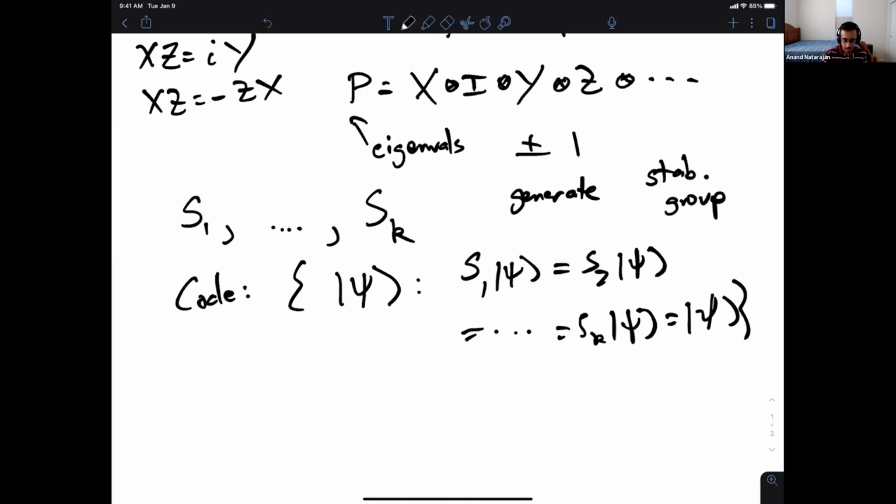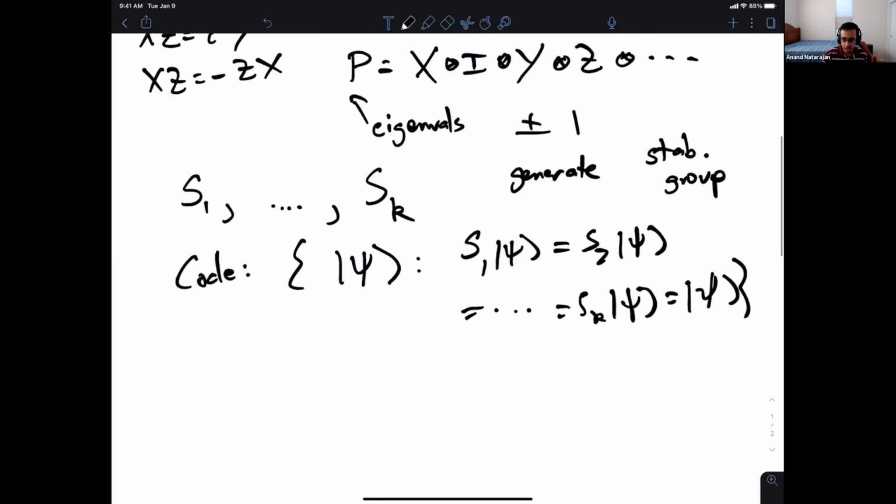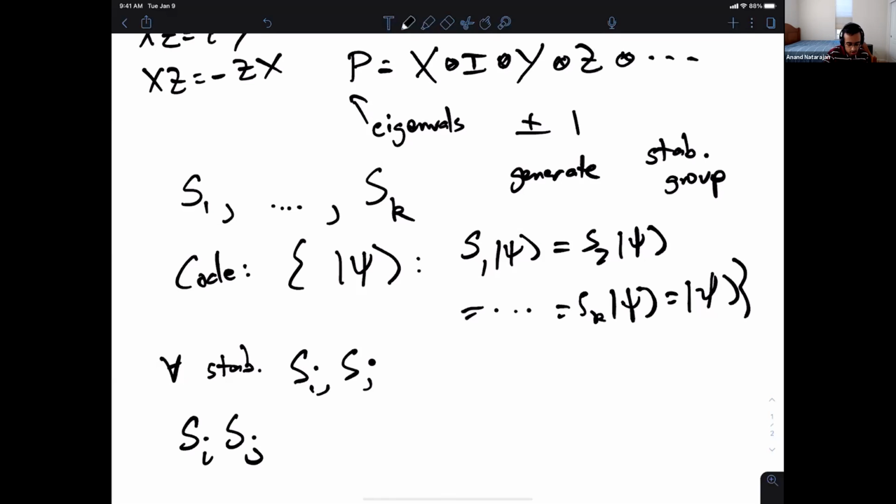Another thing you can see is that any two stabilizers either commute or anti-commute. And that just follows from the fact that the Pauli matrices either commute or anti-commute, and these things are just tensor products of Pauli matrices. So if you pull them past each other, you might get a phase from every tensor factor that anti-commutes, and then you multiply them together and either get +1 or -1.